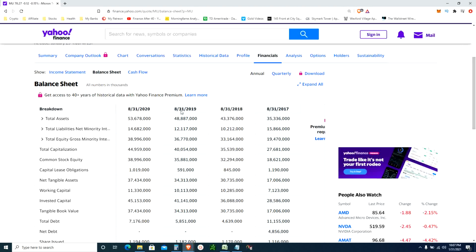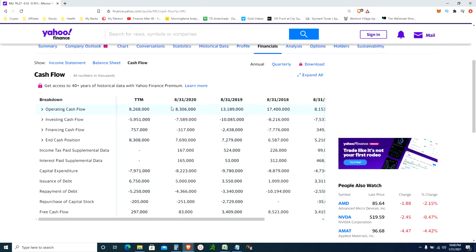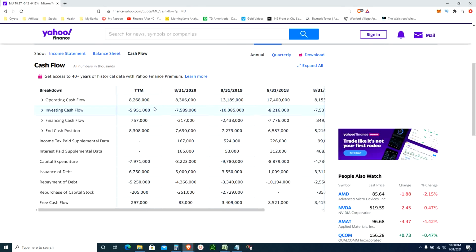That's checked out. They grow predictably every year by $5 billion in asset. It's not bad at all. Let's go over the cash. So I'm in the cash flow column. Let's see what we got.